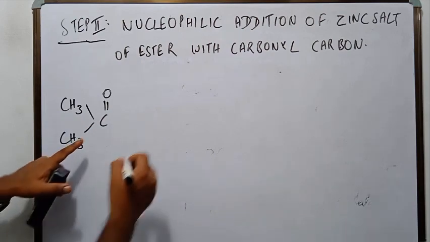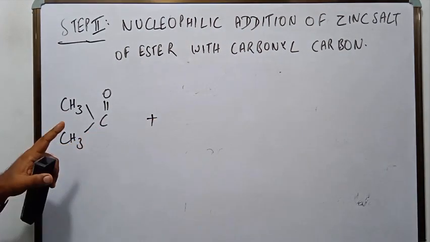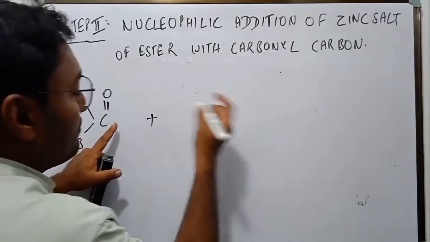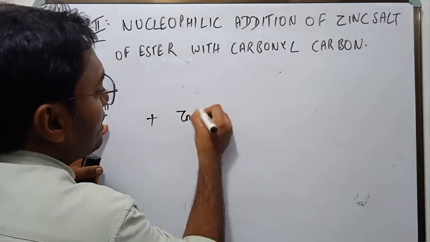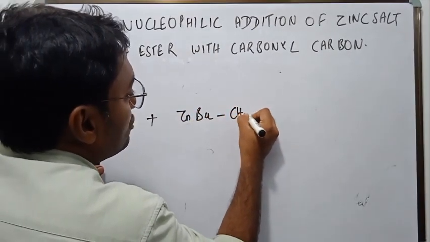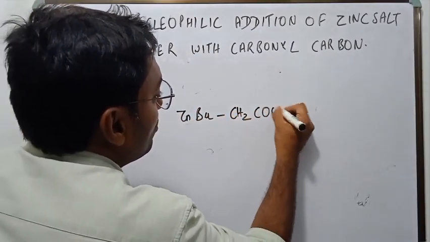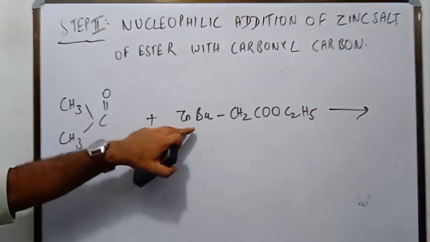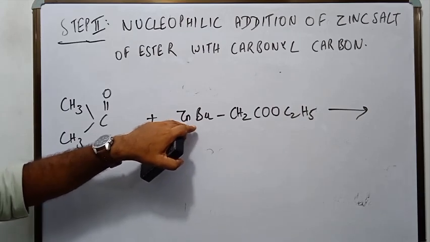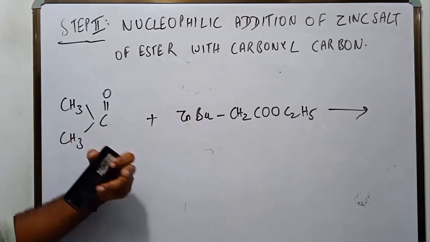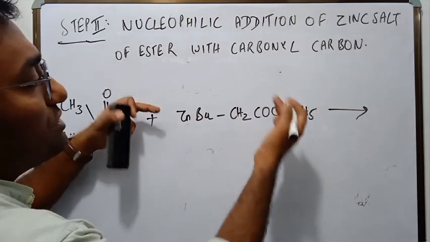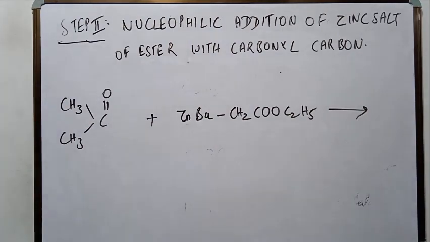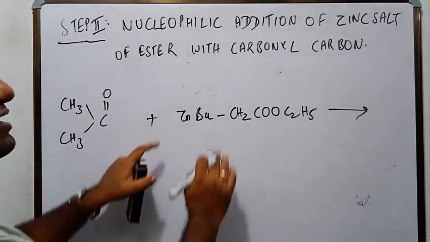Now let us react it with the product of the first step. First we will write the carbon zinc enolate that we got. What is it? ZnBr CH2 COO C2H5. It can react with this. In some books it is written like this, only with carbon zinc enolate. In some other books it is shown with oxygen zinc enolate. You can write any one of them. Writing both of them is not required. Any one of them you can choose.